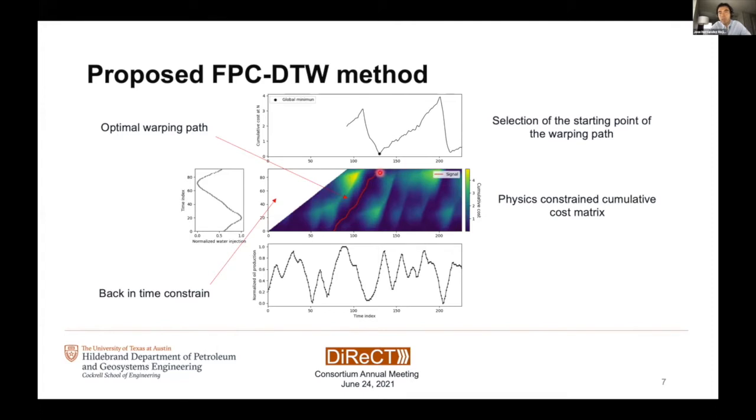And once we have defined the starting point, we have to perform recursive optimization to find the subsequent points of the warping path. In this case, we have multiple options to find the optimal warping path. But this path especially is the one that has the lowest cost, and therefore it has the highest similarity between our injection signal and our response signal, which is basically the oil production.